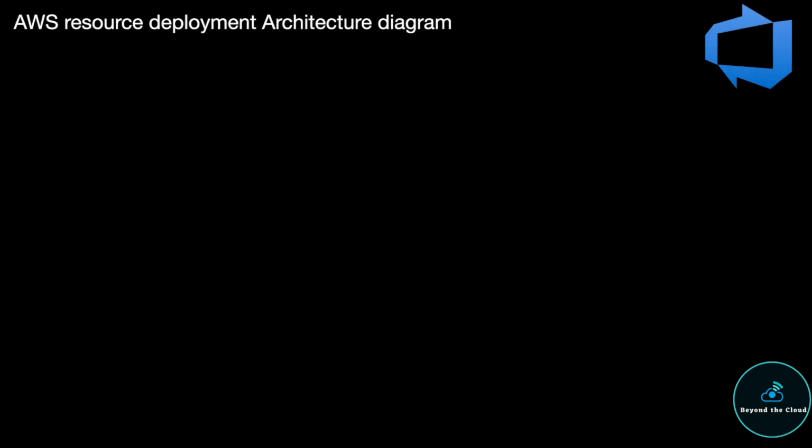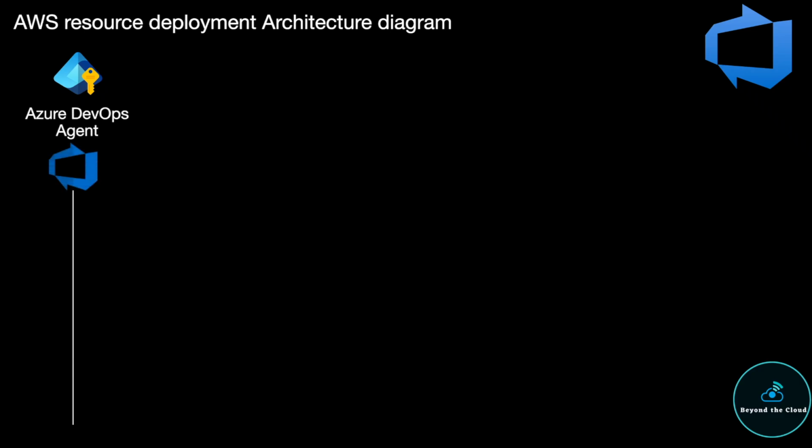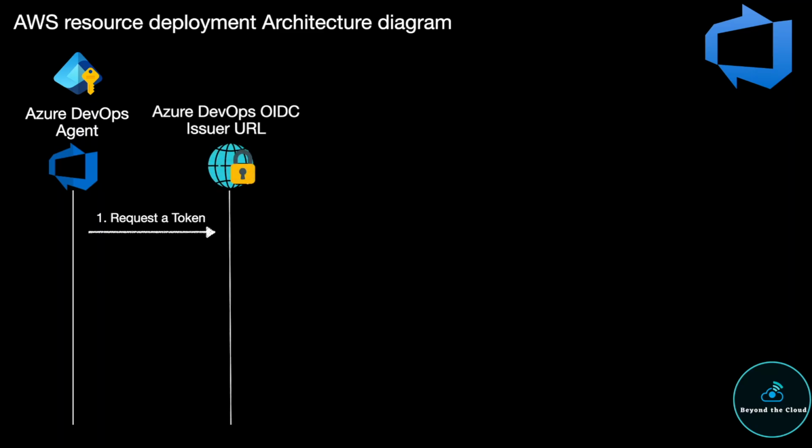So this is my last PPT, and this is the architecture diagram of the resource deployment of AWS with Azure DevOps, and how the authentication and authorization actually work under the hood. First of all, we have this Azure Active Directory, and under it you have your org ID. Under the org ID, you are running your pipeline. This is my Azure DevOps pipeline. Whenever we trigger the pipeline, it requests a token from your Azure DevOps OIDC issuer URL.